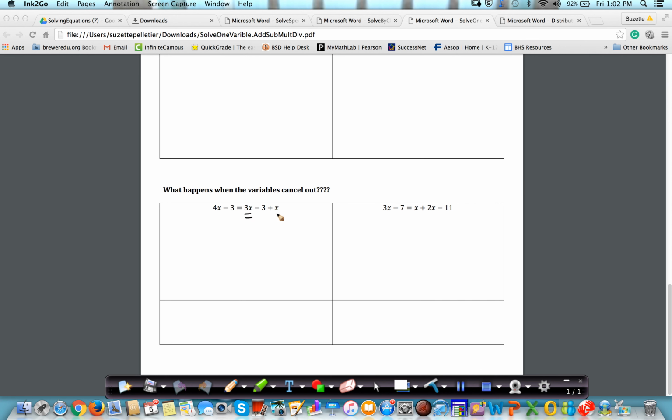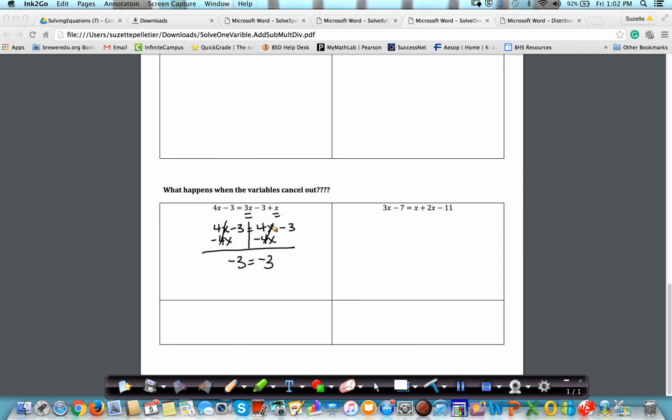First, we're going to combine some like terms just to kind of simplify. 4x minus 3 equals 3x plus x is 4x minus 3. And you'll notice whatever you have on the left side of the equation is exactly the same as what you have on the right side, right? So here's my balance, and I'm going to subtract the 4x so I can move it over here. And when I do that, my x terms cancel, and I'm left with this statement, negative 3 equals negative 3.